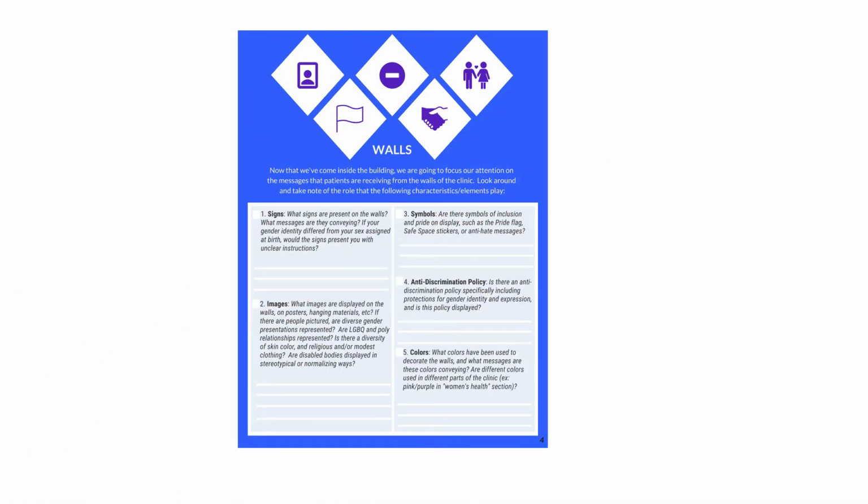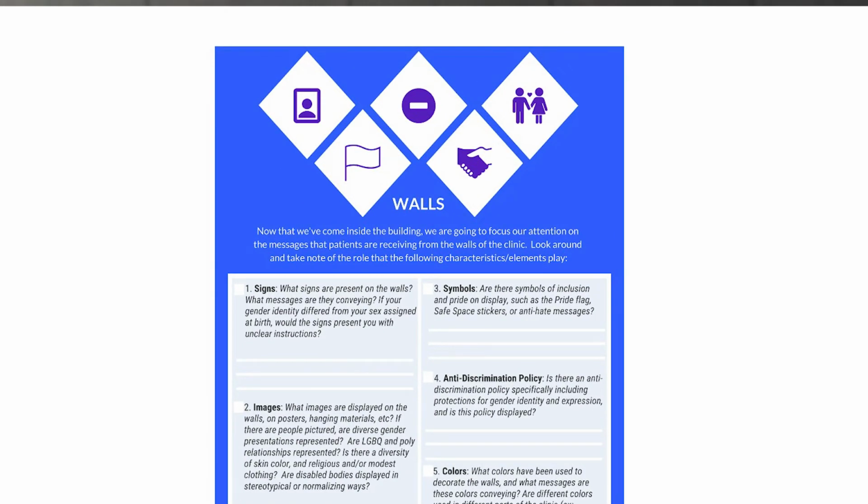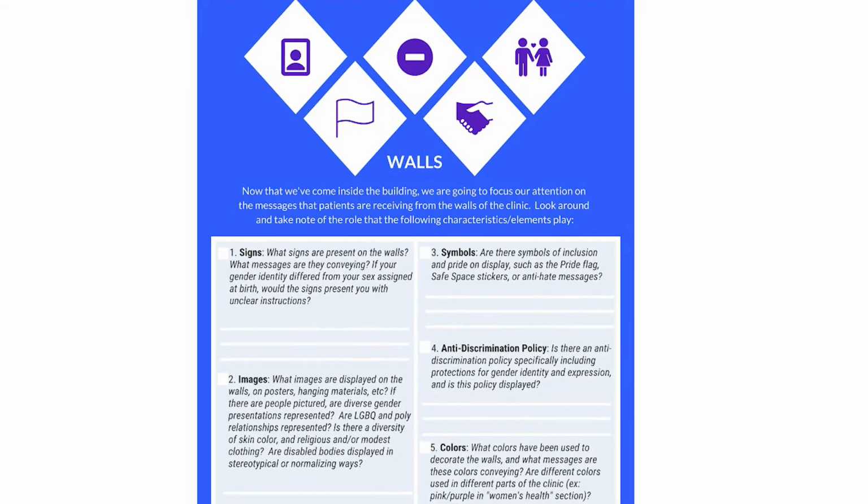Now, let's go inside the building. And once we're there, we're going to focus our attention first on the messages that patients are receiving from the walls of the clinic. Look around. Take note of the role that the following characteristics and elements might be playing. First, look for signs. What signs are present on the walls? What messages are they conveying? If your gender identity differed from your sex assigned at birth, would the signs represent you, or would they present you with unclear instructions?